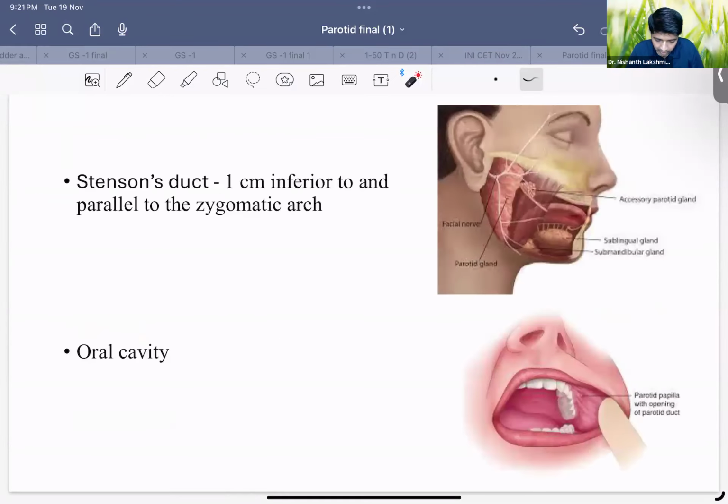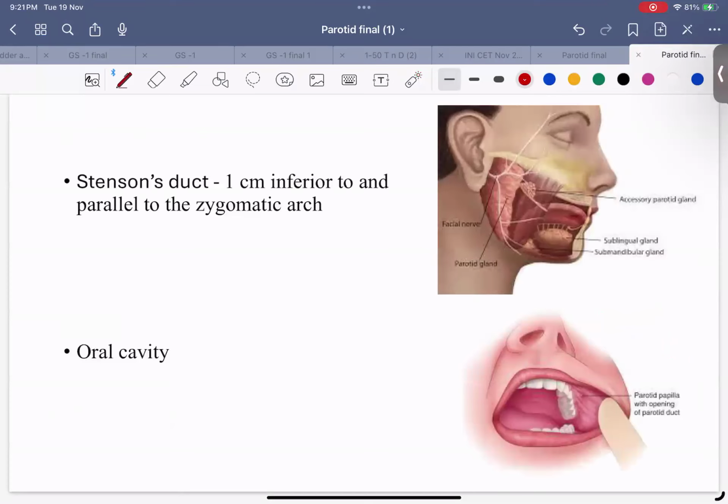All right. So then Stenson's duct, we've just already covered it there. Okay, just one extra point that you need to know. What is the structure that the Stenson duct pierces? We'll ask the first years. Samir? Samir, you're there? Yes, sir. Yeah, can you tell me what are the three structures the Stenson's duct pierces?